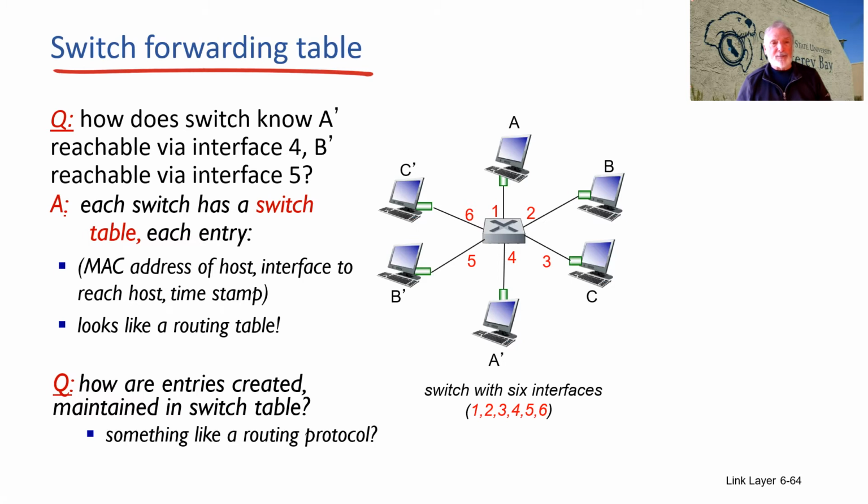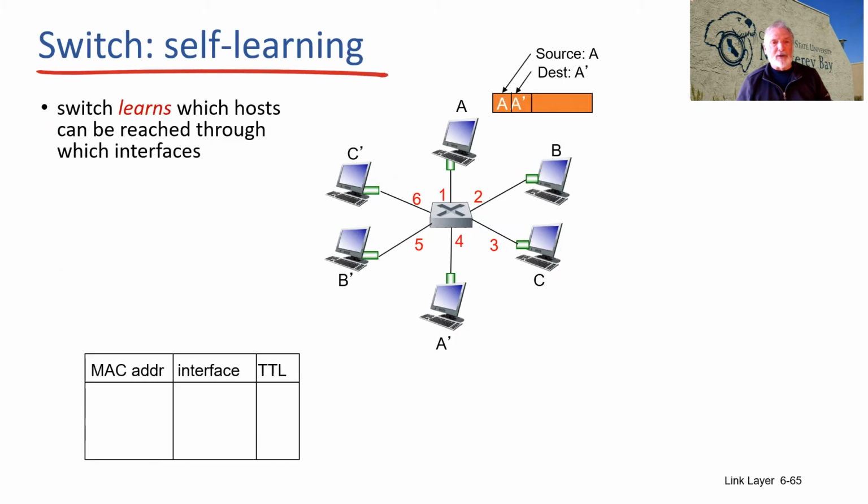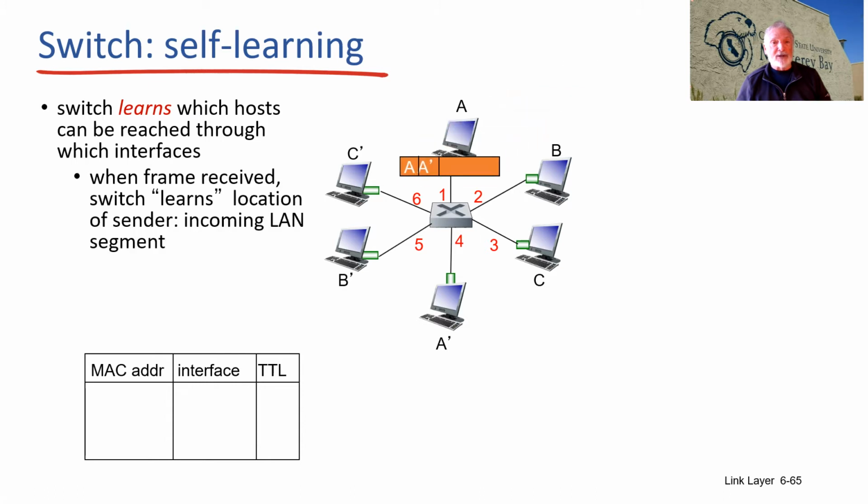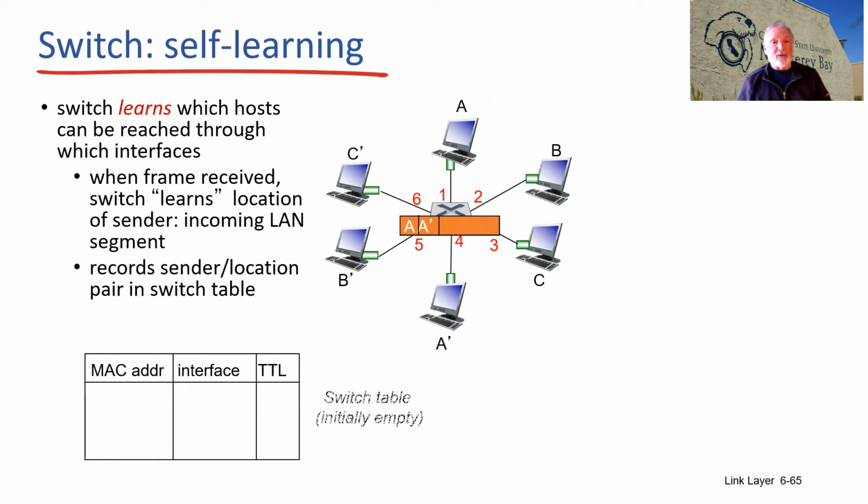So how does the switch populate this switch table? And how does the switch maintain this information? A switch is self-learning. It learns the location of the senders, that is, which interface they are connected to, by examining the incoming frames and extracting the source and destination MAC addresses. The switch then records the sender's MAC address and interface pair in the switch table.